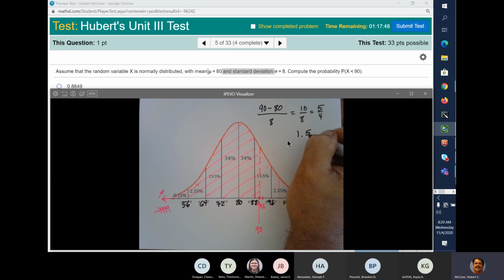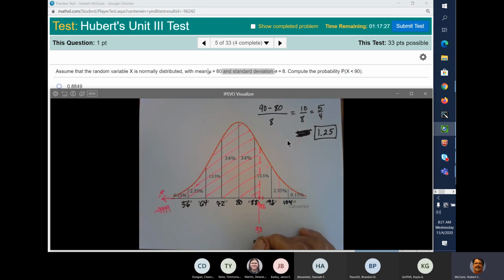No, that's not right. Let's see, that's going to be 1 and 1 left over, 10. How about 1.25? Somebody check my math there. All right, so my z-score for 90 is 1.25 if I have an older calculator.